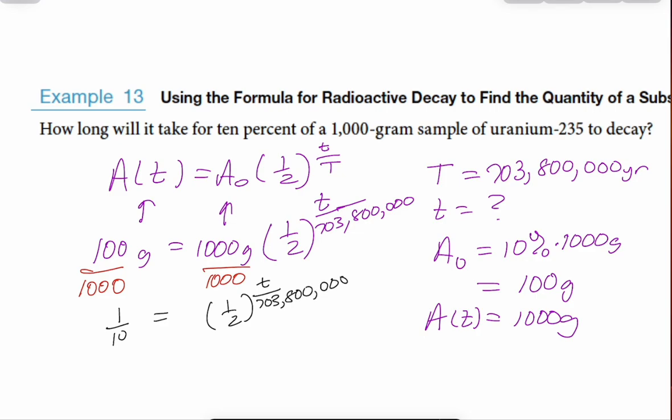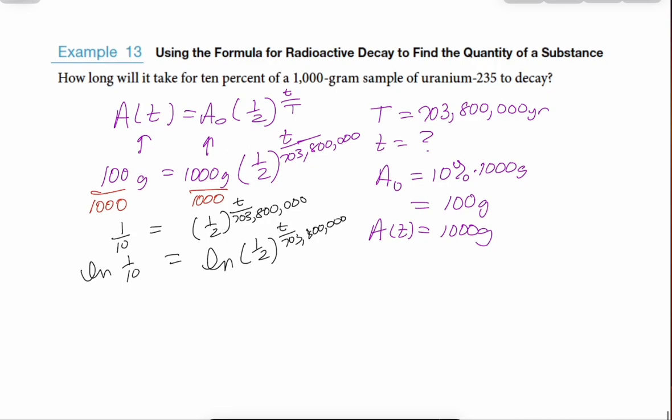Now, when I said if we can't get the bases to match, well, we can't make 1/10 turn into 2's. When we can't do that, we have to use a natural log. So just stick a natural log on both sides. And the reason we do that is so we can drop the power down in front. So we get the natural log of 1/10 equals t over 703,800,000 times the natural log of 1/2.